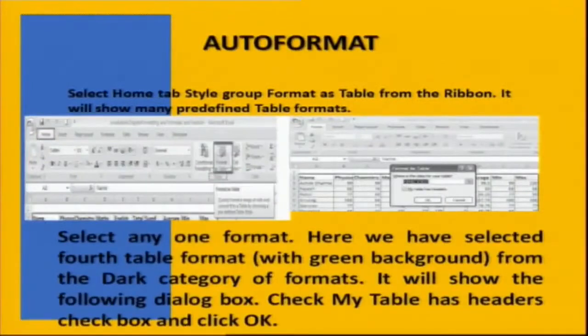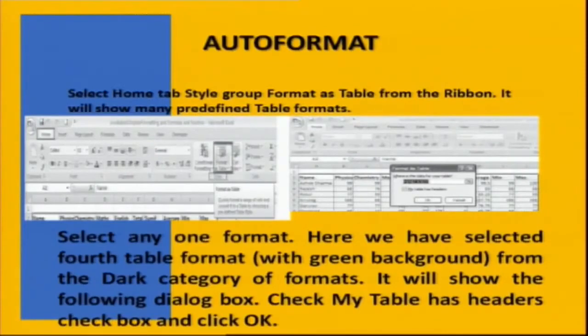Next we are going to discuss auto format. For doing the auto format, we have to select the Home tab, then choose the Styles group, then choose the option Format as Table. Once we have chosen Format as Table, it will show many predefined table formats. We can select any one from that particular list.